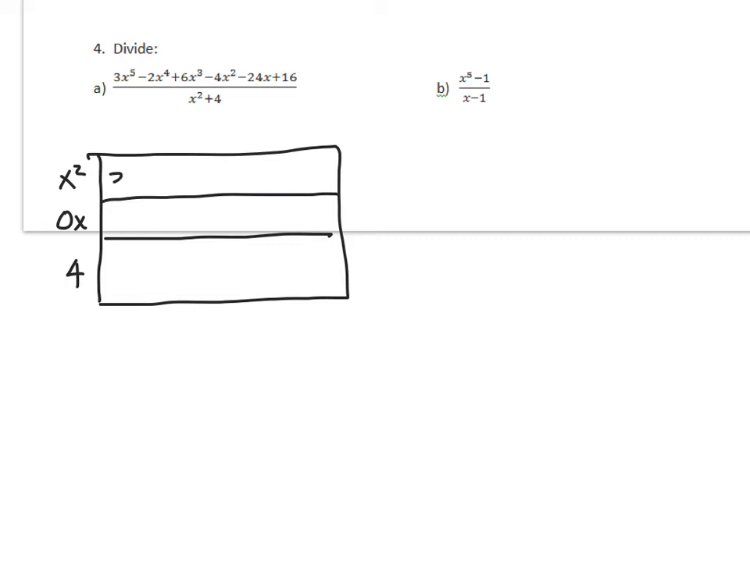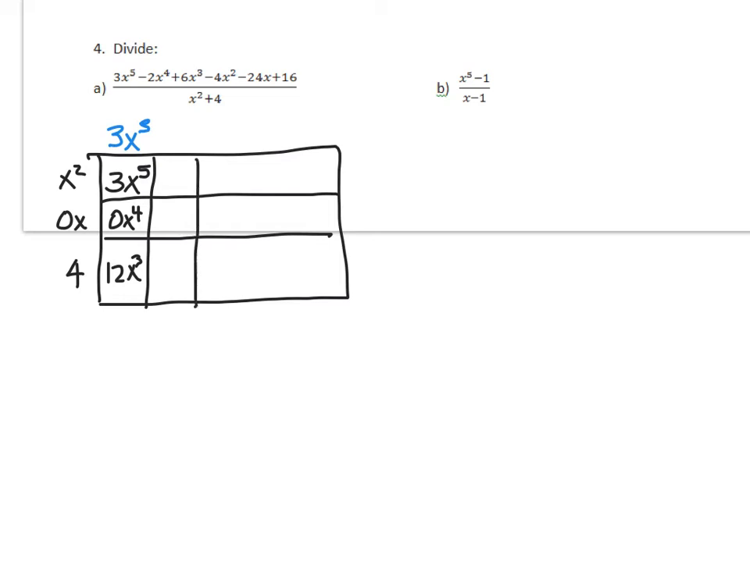I'm going to start with 3x to the 5th in that first spot and say, what has to multiply by x squared to get 3x to the 5th? That's going to be 3x to the 3rd. So you can see that this method works regardless of how big my original polynomial is. 3x to the 3rd times 0x is going to give me a 0x to the 4th. 3x to the 3rd times 4 is going to give me a 12x to the 3rd.